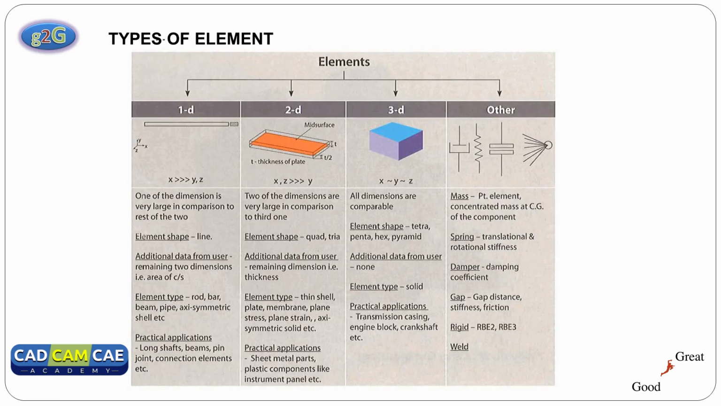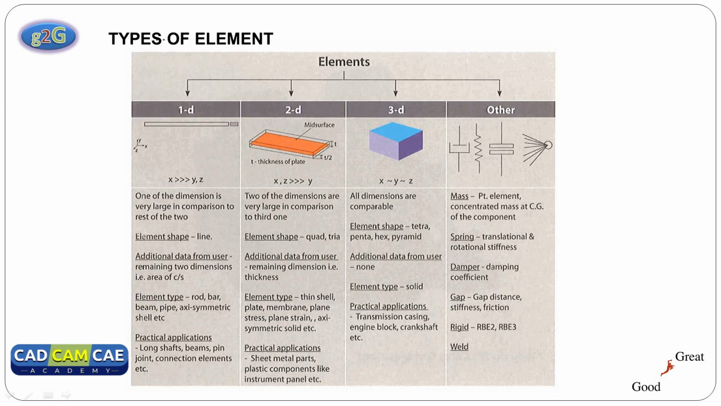So the types of elements include 1D. What will be the 1D? In one dimension it will be longer than the other two dimensions, and the other two dimensions will be negligible. So that is 1D. Element shape is a line. Element types: rod, bar, beam, pipe, axisymmetric shell. Practical applications include long shafts, beams, pin joint connection elements, etc.